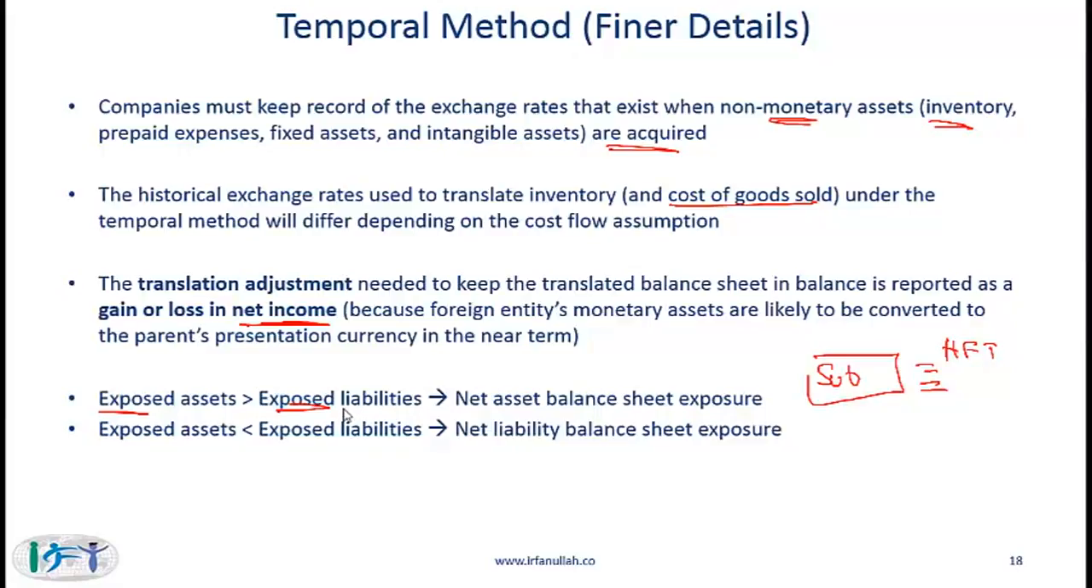Assets and maybe some liabilities which are being translated at historical rates are not exposed to variations in the foreign exchange rate. Generally, with the temporal method, we are likely to have a net liability exposure because most probably the monetary assets, which are the only exposed assets, are probably going to be less than the monetary liabilities. And in the example that we will consider over the next few slides, this is the scenario.